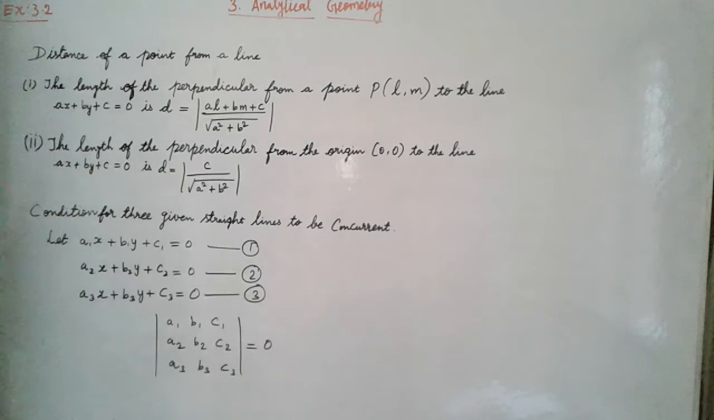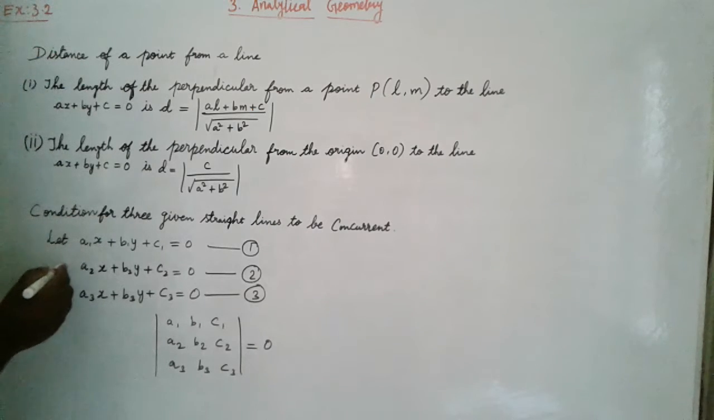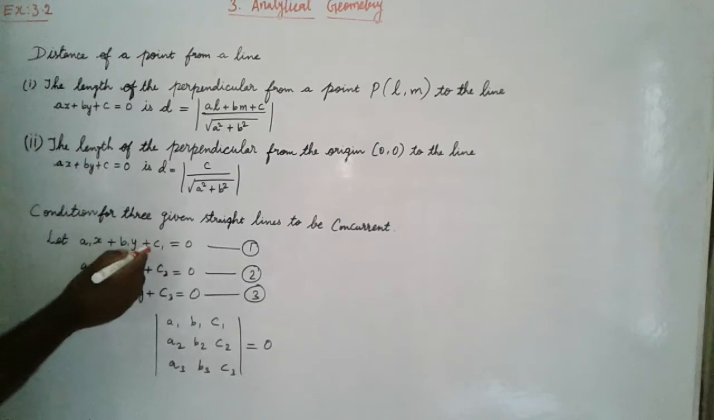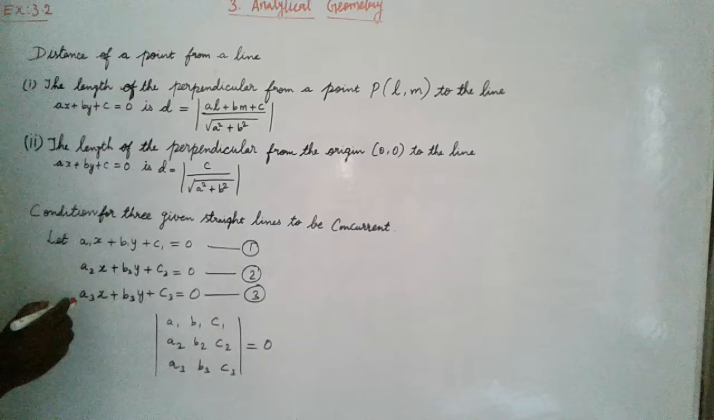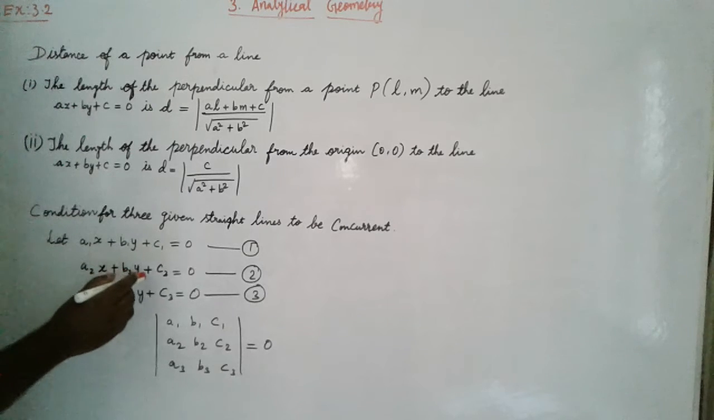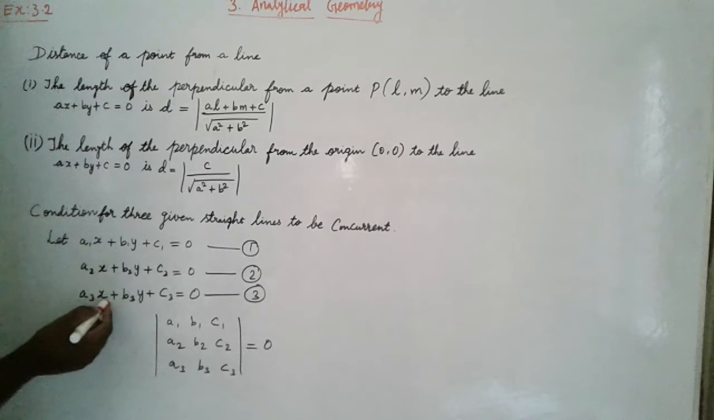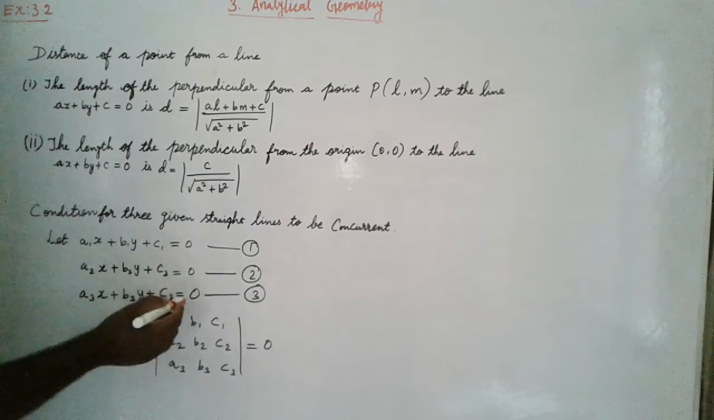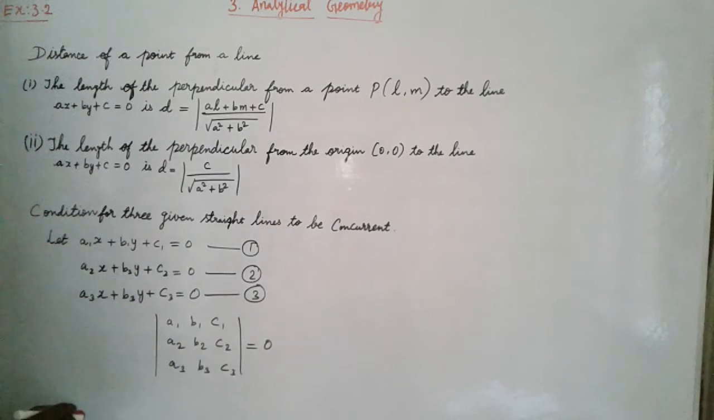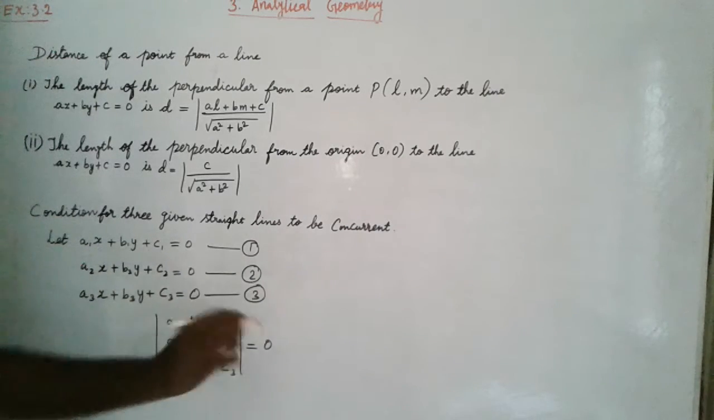Next, condition for three given straight lines to be concurrent. We take three lines: a1x plus b1y plus c1 equal to 0, the first line; a2x plus b2y plus c2 equal to 0, the second line; a3x plus b3y plus c3 equal to 0, the third line. The concurrent condition is that the determinant value equals 0.